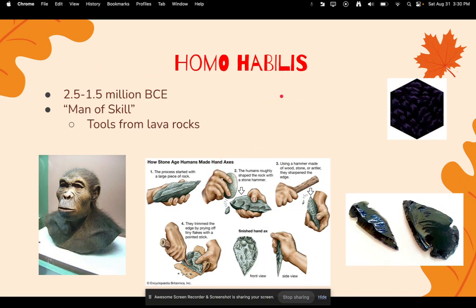So let's talk about each of these. First one, Homo habilis. So Homo habilis were hominids that lived between 2.5 to 1.5 million BCE. And it literally means man of skill. So they were becoming human. They weren't human quite yet, but they did create tools, specifically from lava rock, so obsidian. So here's some examples of obsidian tools.